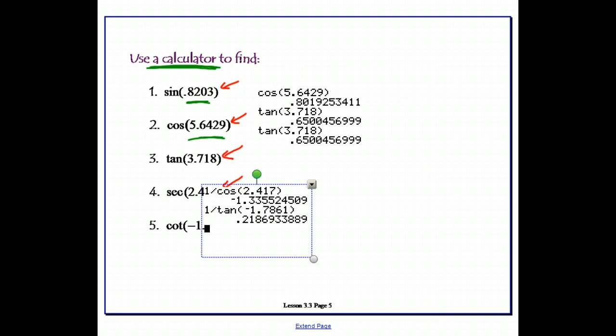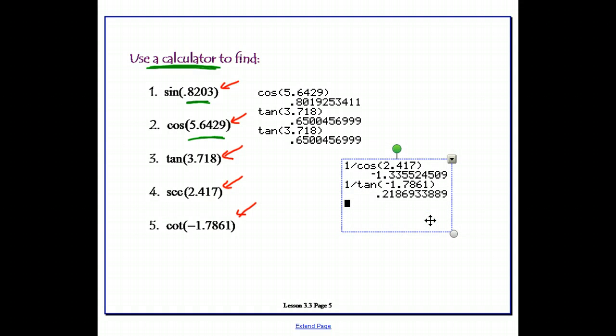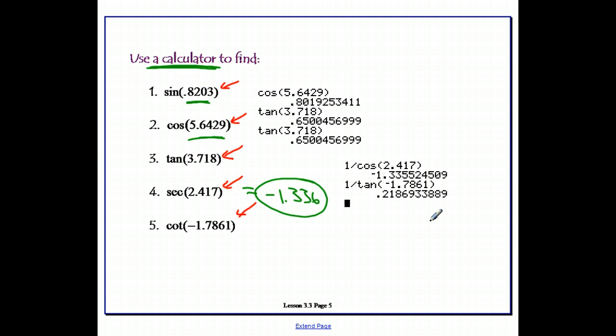And let me just make sure this is 100% clear for everybody. What did we just do? Well, the secant was 1 divided by cosine. So that's the one that came out to be negative 1.336. And then the cotangent was 1 divided by tangent, was a 0.219 if we round them. Okay, so very nice and straightforward with a calculator.